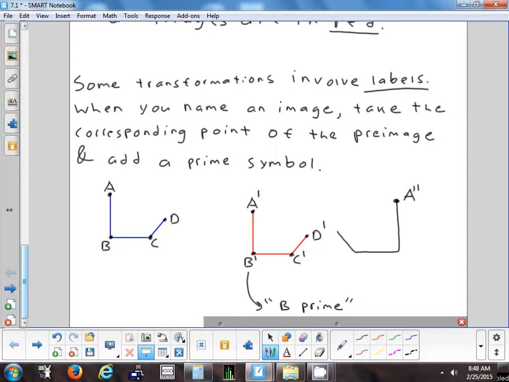So this is where A goes in the second transformation. Okay? And then this is where D goes. Okay? This is where C went. And this is where B went. Okay, we're not going to get into multiple transformations, but I'm just kind of showing you how that idea can be extended to as many transformations as you want.